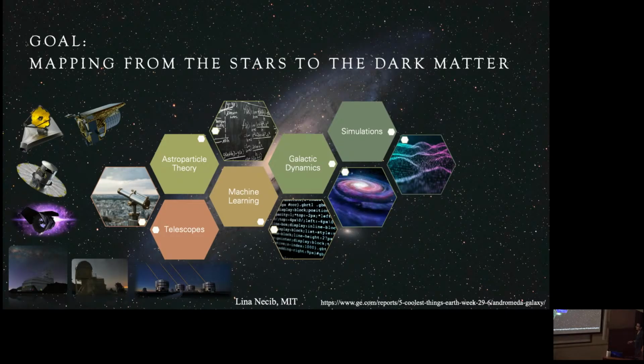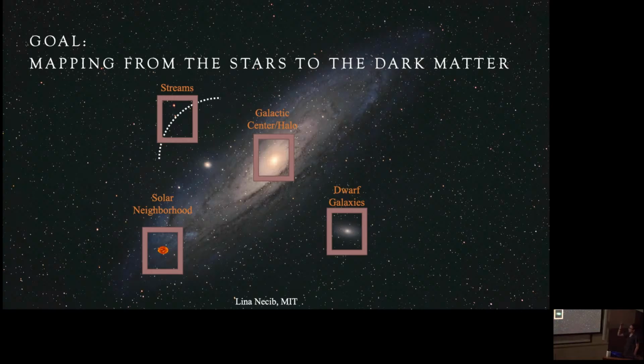The way that I usually tackle this is throughout multiple sections of the Milky Way. We kind of break it apart. So the Galactic Center and Halo, trying to figure out what the phase space distribution of dark matter is there, in dwarf galaxies, the solar neighborhood, and in stellar streams.